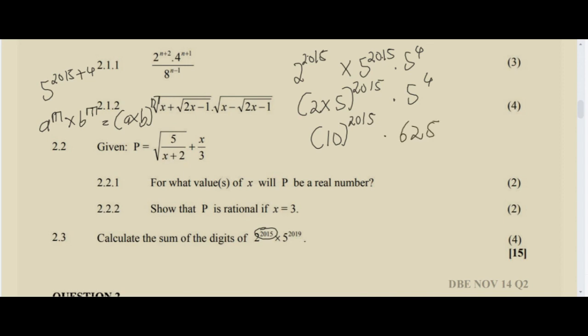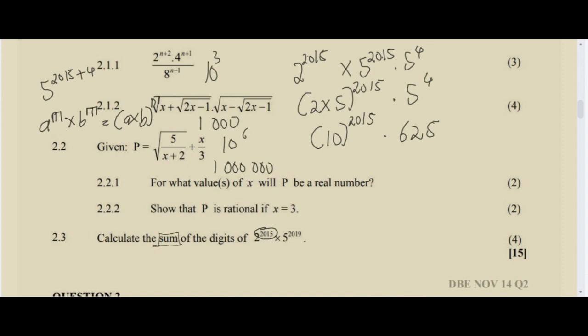Now we know one thing about exponents, especially if we have base 10. If we have base 10, the exponent here simply indicates the number of zeros that you have. For example, if I have 10 to the exponent of 3, that means I will have a 1 and 3 zeros. If I have 10 to the exponent of 6, that means I have 1 and 6 zeros. So that means here I have 1 and how many zeros? 2015 zeros.